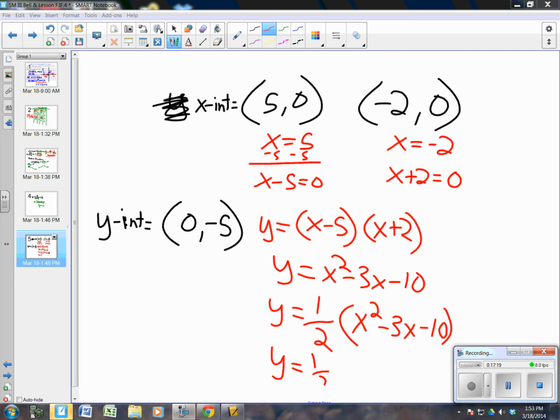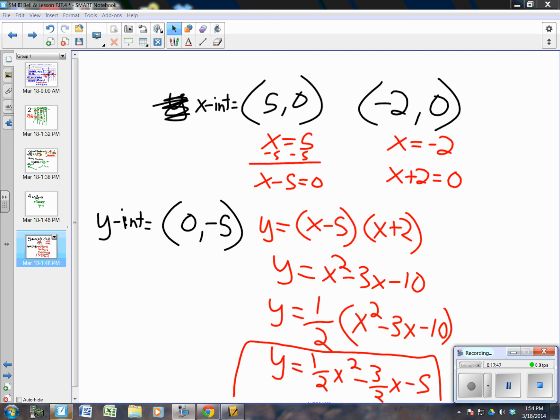If I distribute that through, 1/2 x squared minus 3/2 x, and 1/2 of -10 is -5. That now will give me the equation with a y-intercept of -5, but it retains x-intercepts at 5 and -2. So that right there is the equation that will give me that. Does that make sense? There's a problem like that on your assignments. Problem number 4, if you want to write that down in your notes. Okay? Any questions you want to ask about that one?